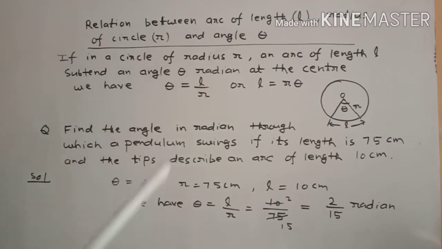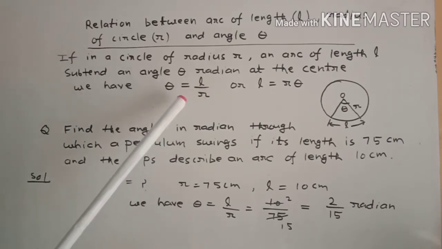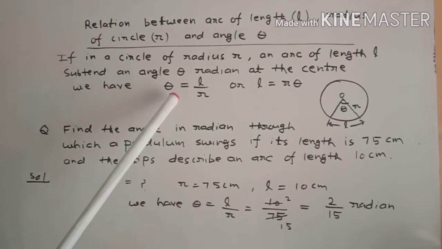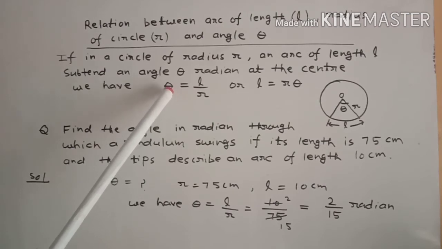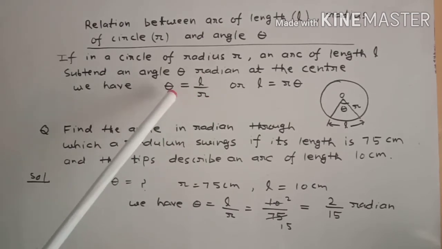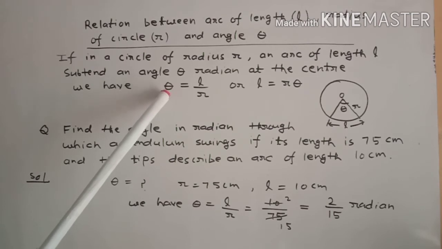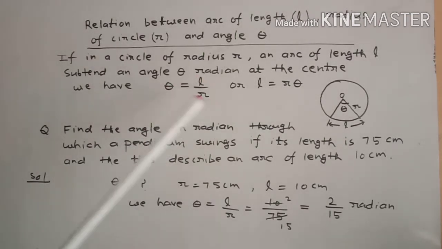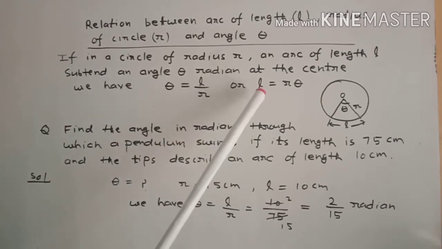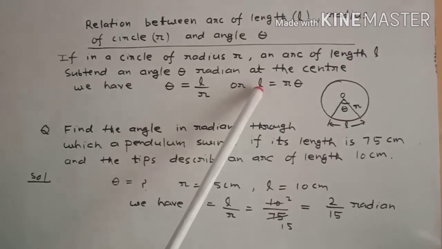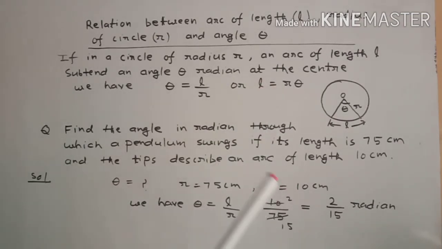This is a very important formula, theta equal to L by r. If we want to find the value of theta, we can use this formula, theta equal to L upon r. In the same way, if you want to find the value of L, that is the length of the arc, then L equal to r theta.